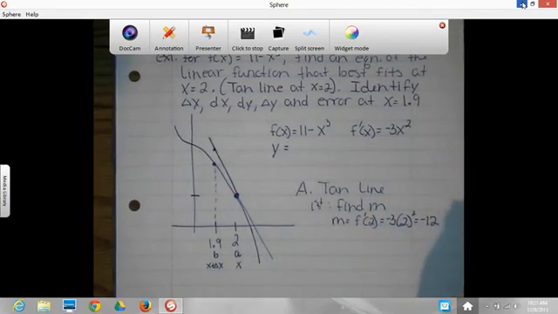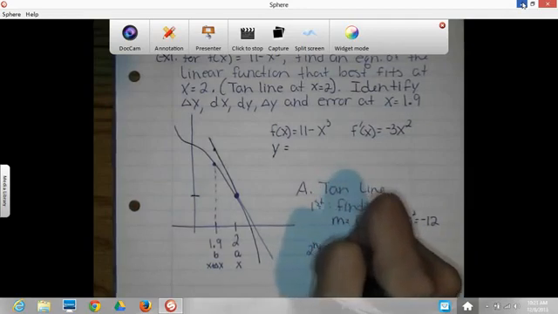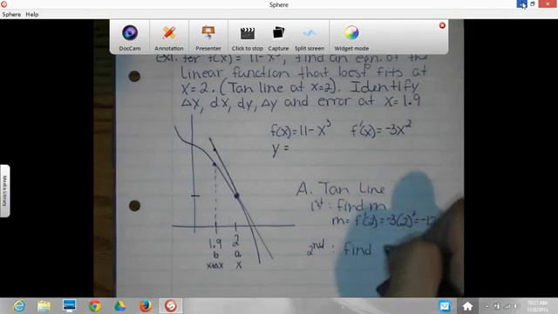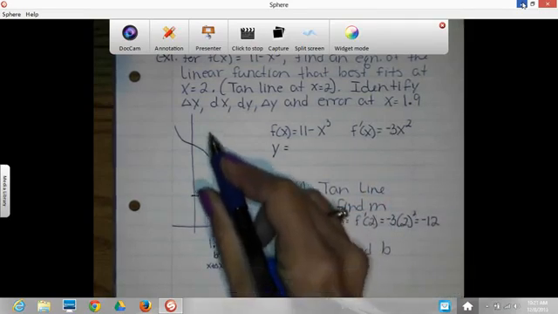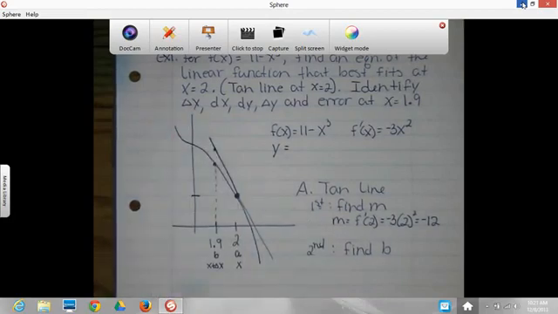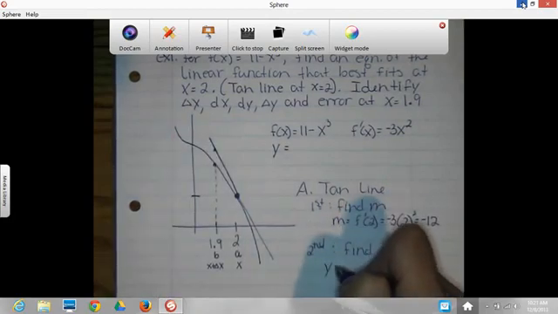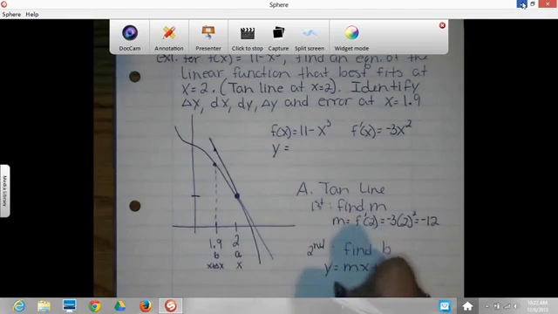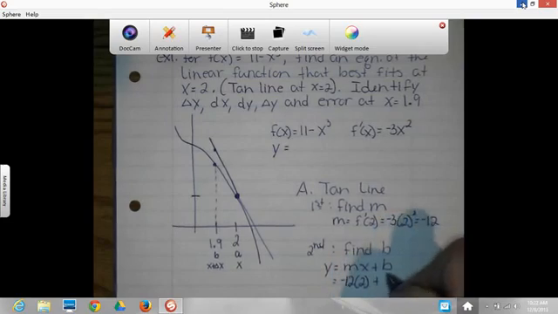Now the second step is to find the b. And just by my graph, I can see it's going to cross up pretty high. This was at 11, so I'll go into y equals mx plus b. I can substitute in for the m. I know that that's negative 12. The x I know is a 2. I'm supposed to be able to solve for the b. I don't have a y.